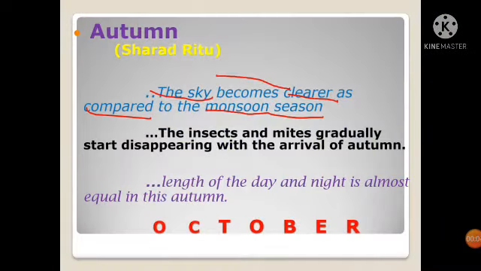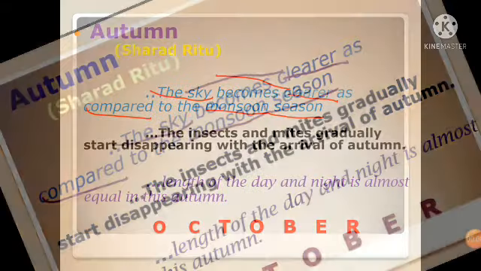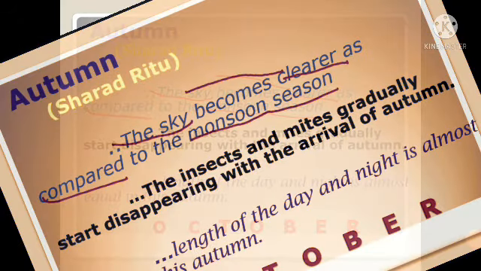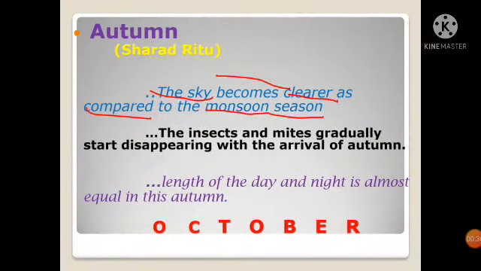Another good thing that happens in the autumn season is, look at the second line. Read with me. The insects and mites. Mites are small insects actually. So the insects and mites gradually, gradually means slowly, start disappearing with the arrival of autumn. That means when autumn arrives, the insects disappear.